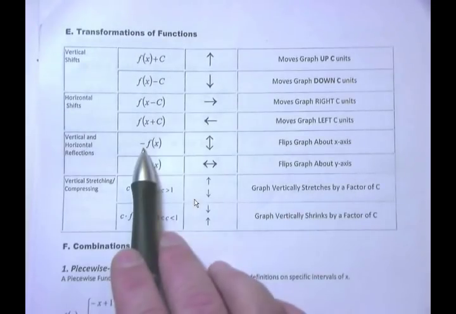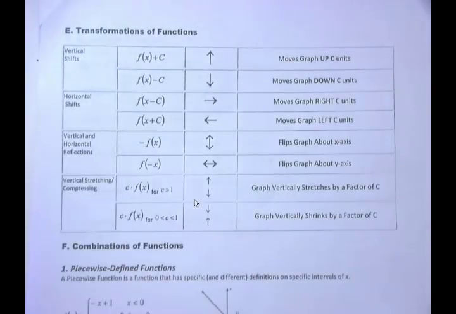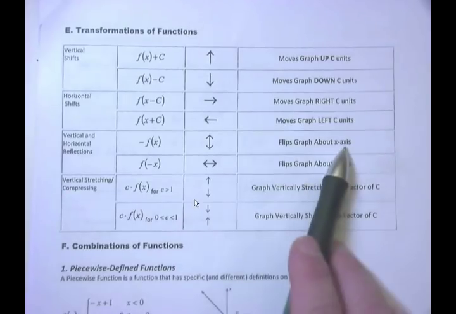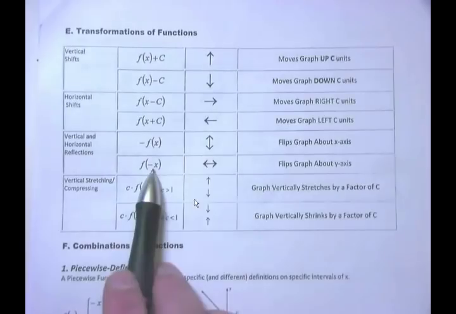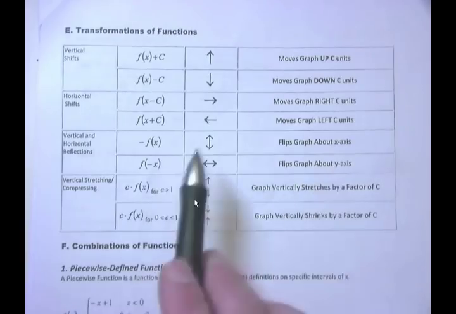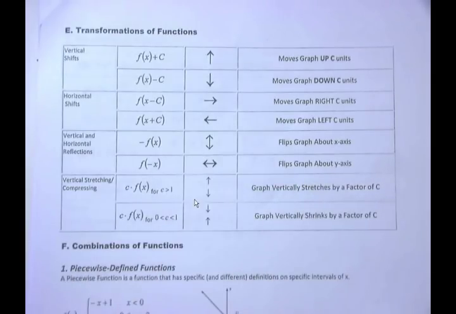A negative outside the function, negative f of x, a negative outside of a standard function does what to the graph? It reflects it about the x-axis. It flips it upside down in English. But a negative inside the parenthesis, just where the x is at, has the effect of reflecting, but it reflects it about the y-axis. Flips it around.